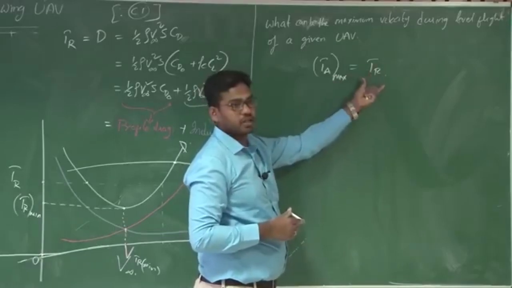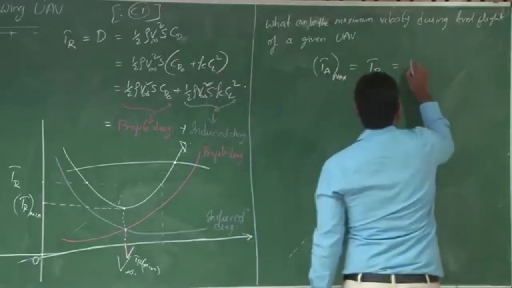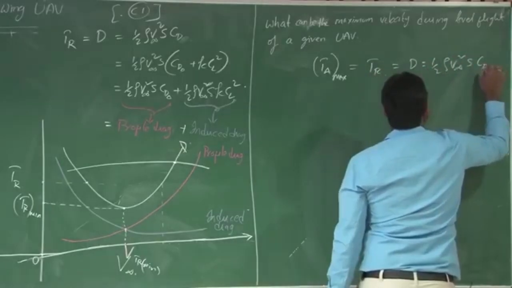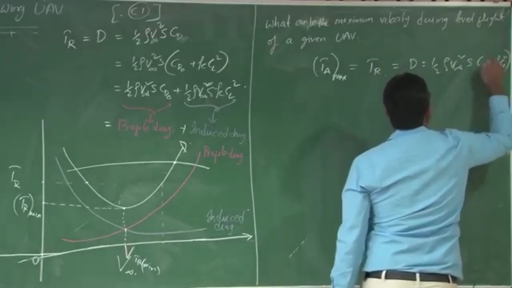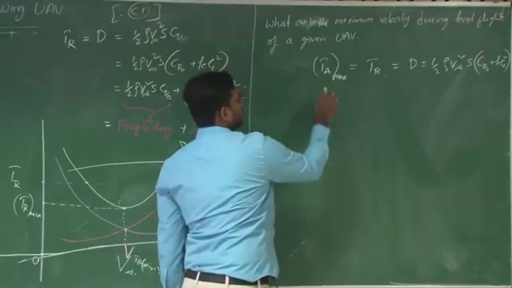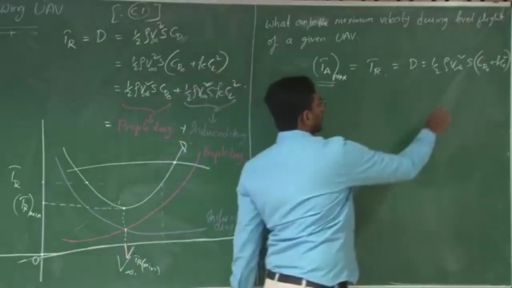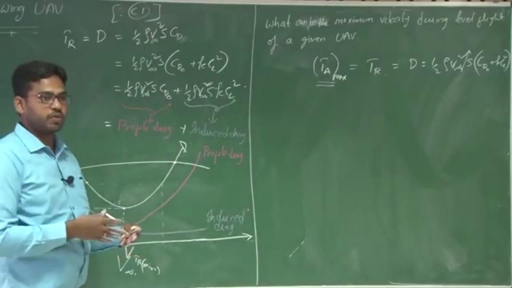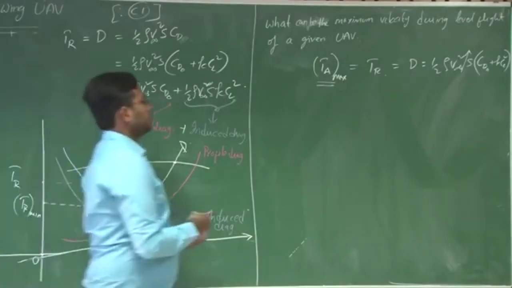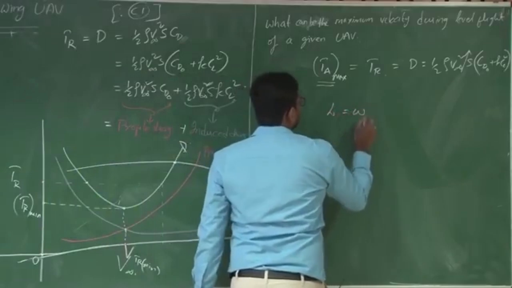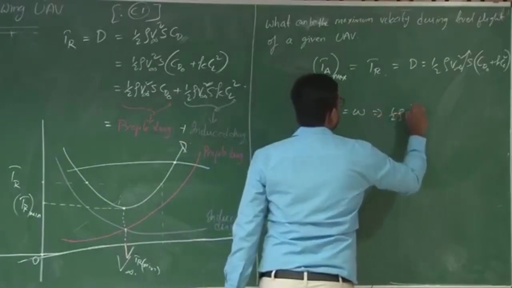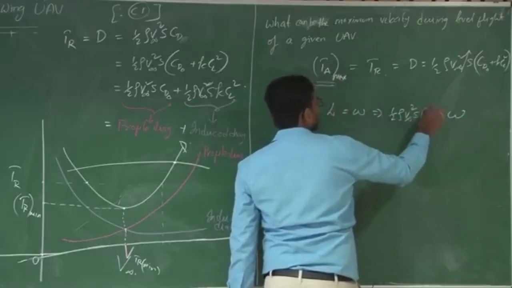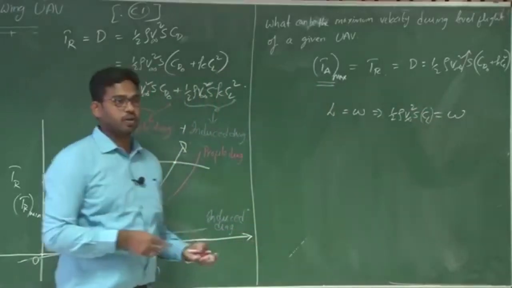So when you have such a requirement, this thrust required is equal to drag, which is half rho V infinity square S into (CD naught plus K CL square), right? So if this is the maximum available thing, you will end up flying at this maximum velocity, right? Because at higher velocities, your CL requirement is very less. From L equals W, you know, half rho V square S CL, which we just discussed. So at higher velocities, you need very little CL to achieve level flight.